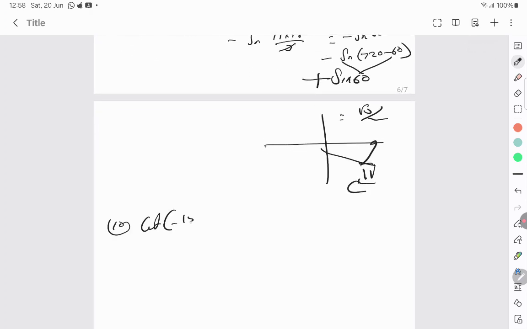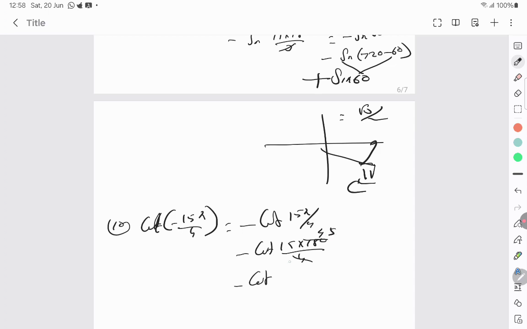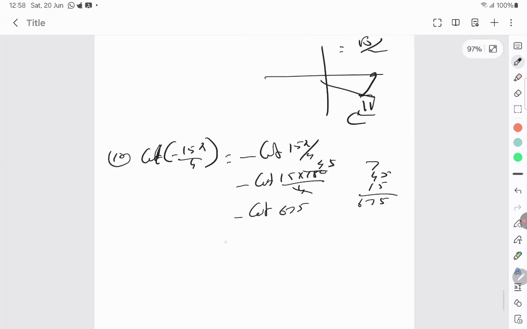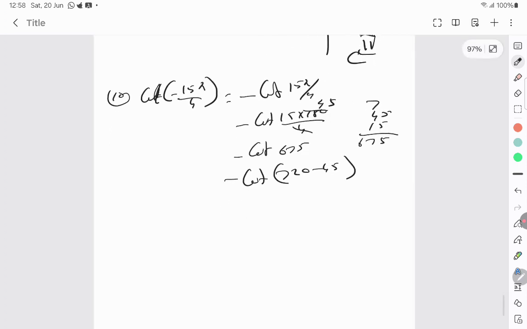Cot of minus 15 pi by 4 is, since sine of minus theta is minus sine theta and cos of minus theta is just cos theta, cot, being cos by sine, becomes minus cot 15 pi by 4. Minus cot of 15 into 180 by 4. 4 fives are 20, minus cot 45 into 15, 15 fives are 75, 15 fours are 60, 675, which is closer to 720. 720 minus 45 will give you 675.